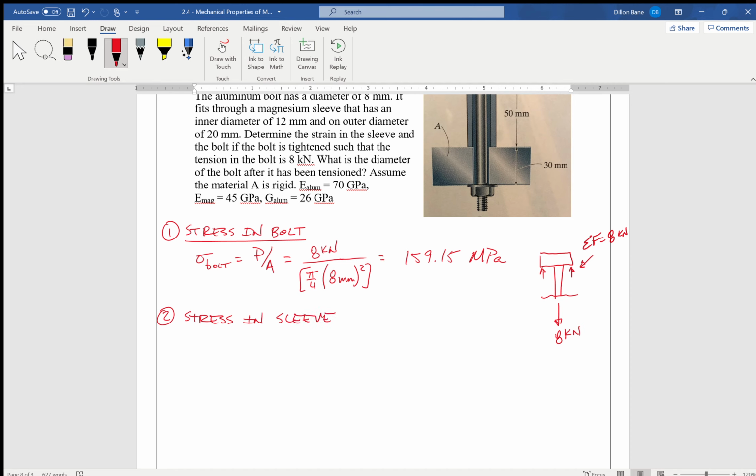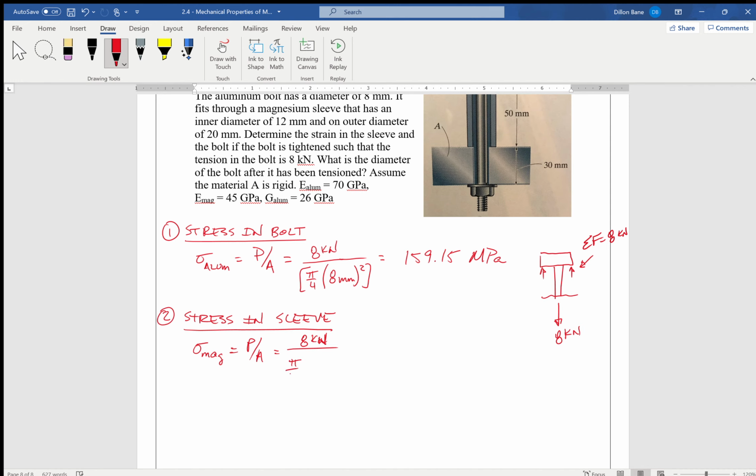And guys, I'm going to go ahead and go back up here to our stress in our bolt equation. I'm going to rename that stress in the aluminum bolt, just to make all of our subscripts cohesive. All right, and then so for the stress in the sleeve, I will call it sigma mag for magnesium. And it's still just P over A. P still 8 kilonewtons. That's still the load that has to be transferred through the sleeve.